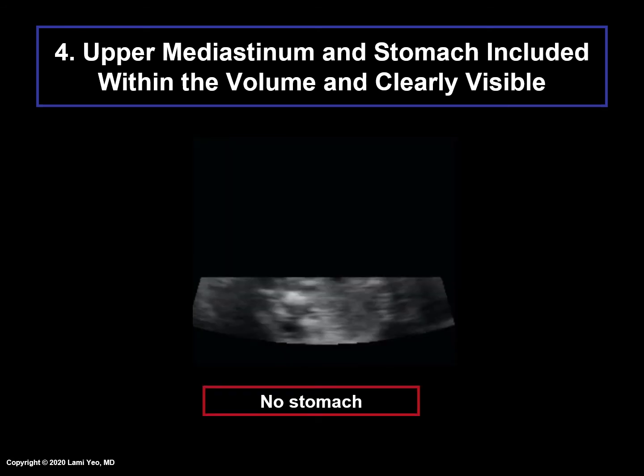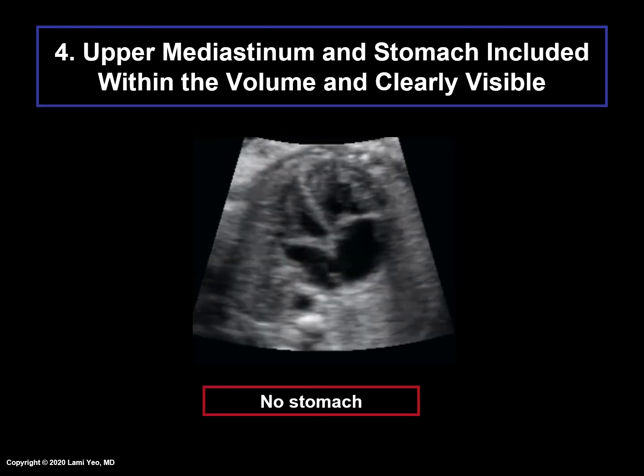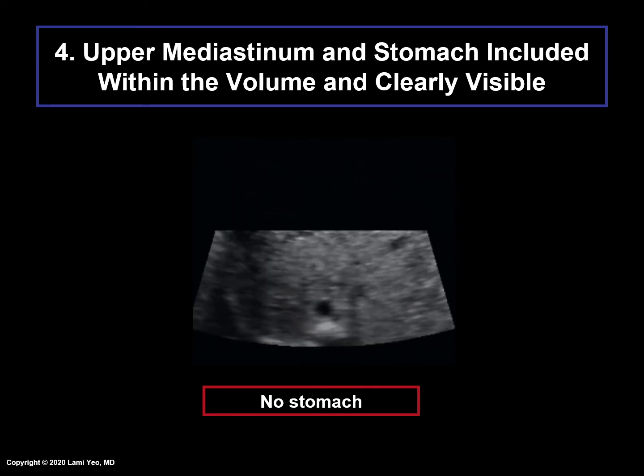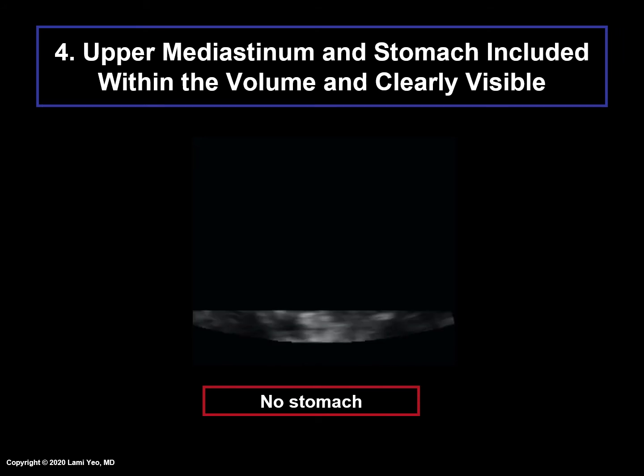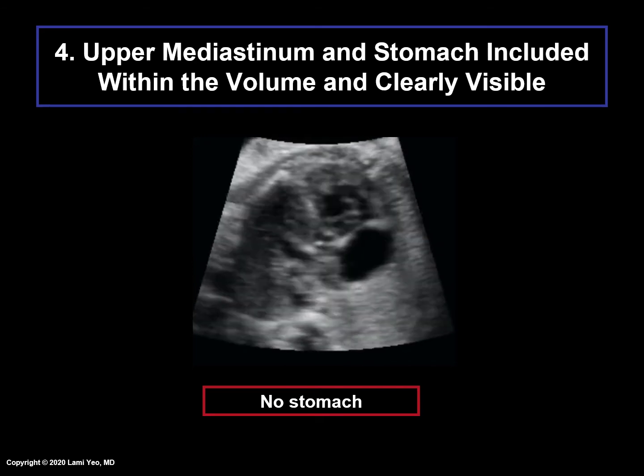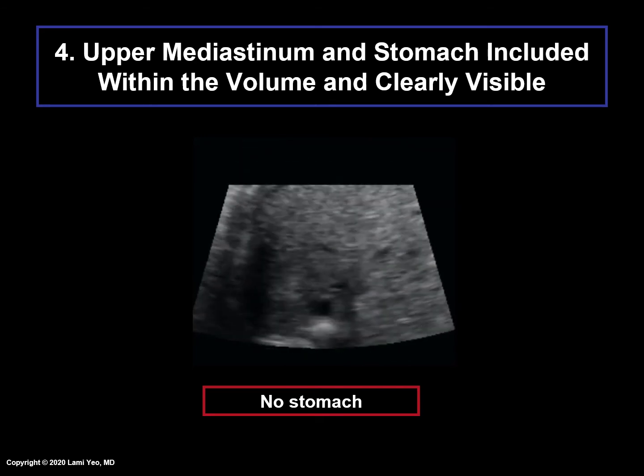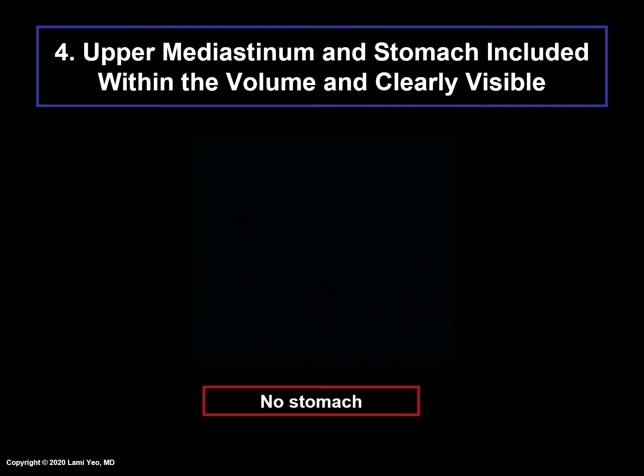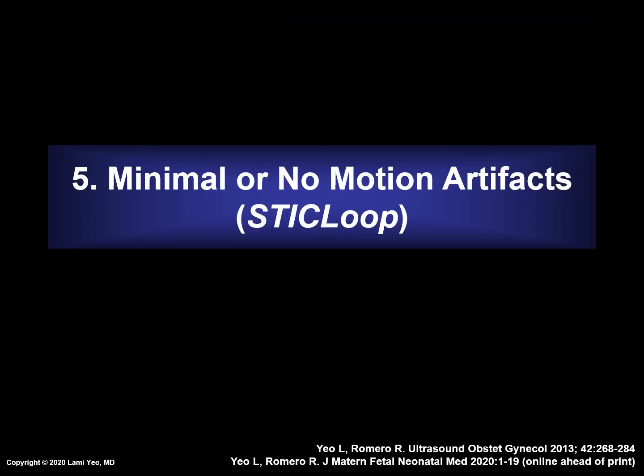In contrast, this STIC volume contains the upper mediastinum, but the stomach is not included because the acquisition angle was not wide enough. The fifth STIC loop criteria is that in the STIC loop scroll, there should be minimal or no motion artifacts seen. What do we mean by this? What you should visualize is a smooth sweep without evidence of abrupt jumps or discontinuous movements.